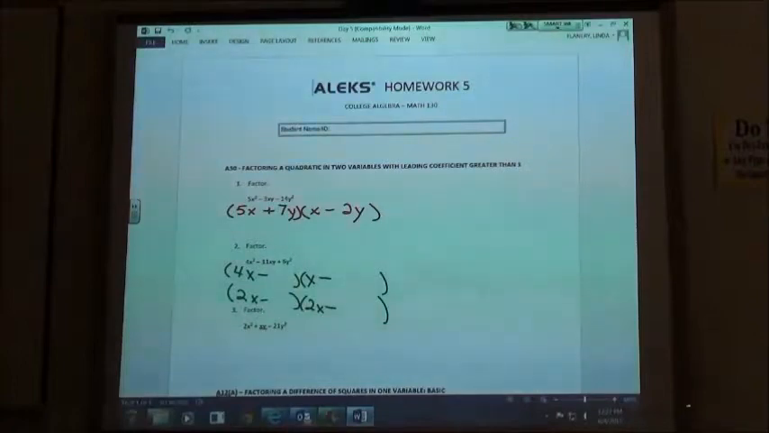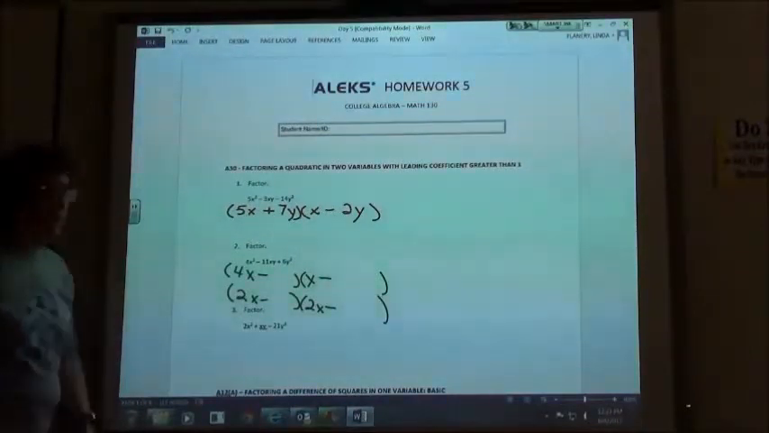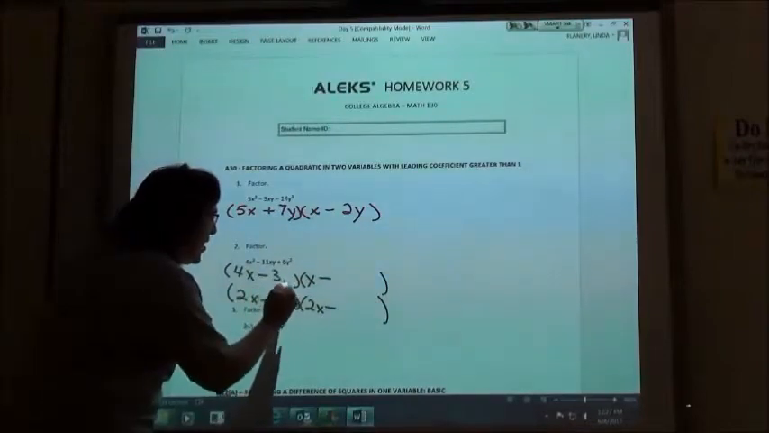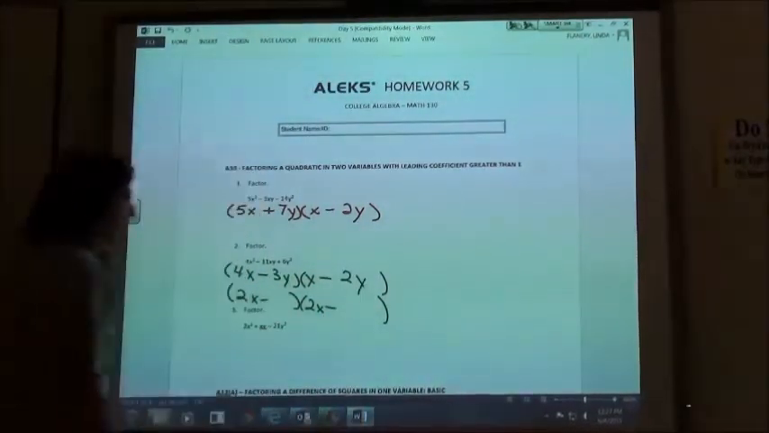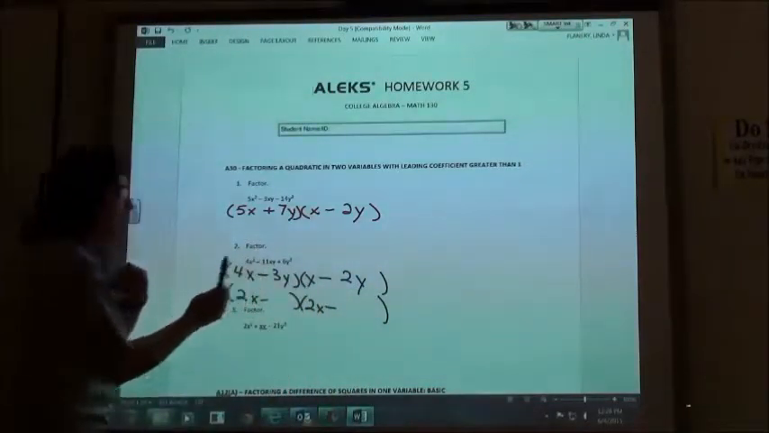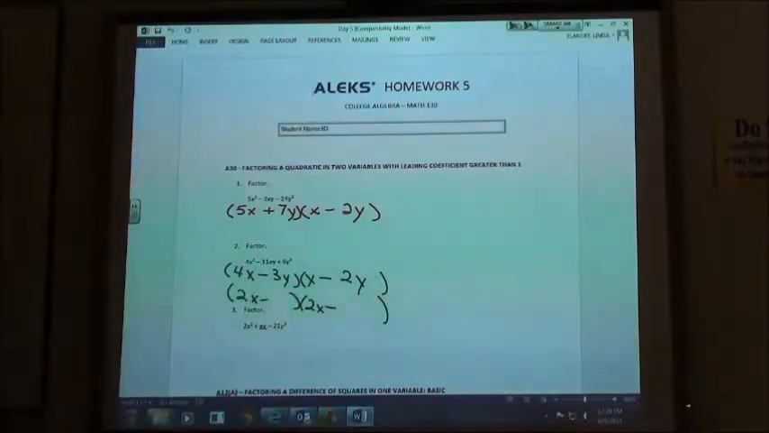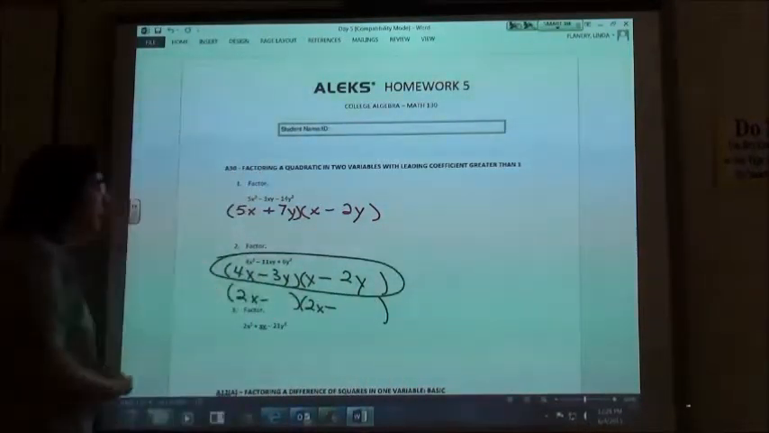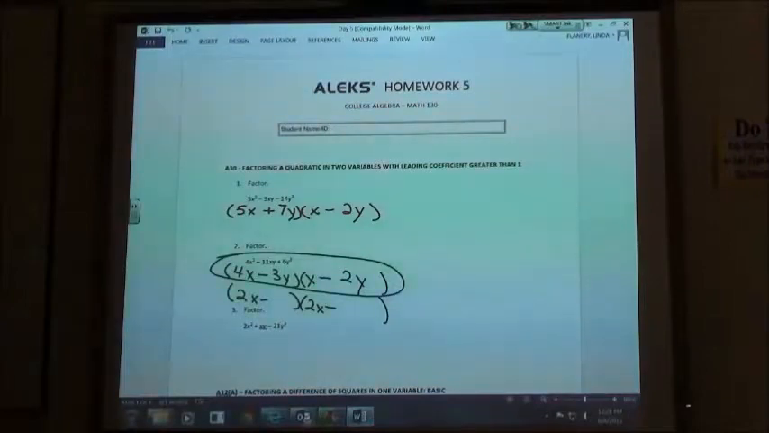So, factors of 6y squared. 2y and 3y. And do we want to try the 2 or the 3 first? 3. So 3y and 2y. If I check that, I'm going to get negative 8xy and a negative 3xy. And sure enough, negative 8 plus negative 3 adds up to negative 11. So we don't even have to try the other one or switch anything around. We got the right way.